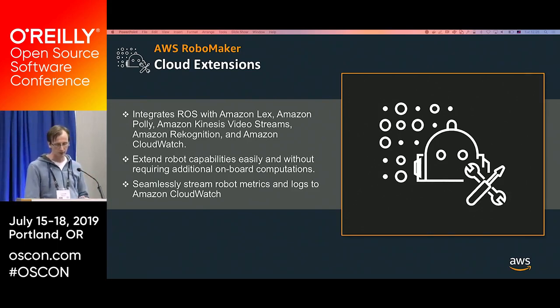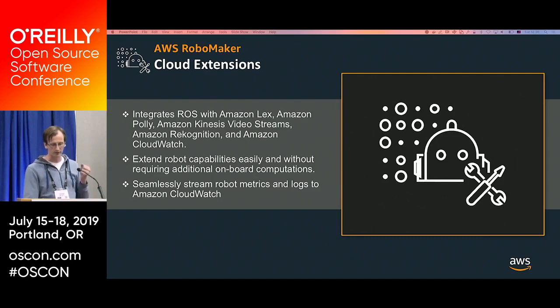Amazon CloudWatch is especially important. It allows you to stream log data to CloudWatch from your robot in real time. It's very important because testing is very hard and time-consuming on robots. You can use this data to find faults and issues which happen in your robot in production after the problem happened.